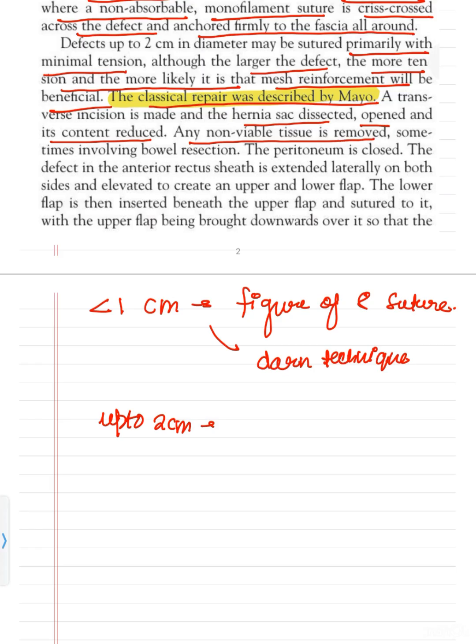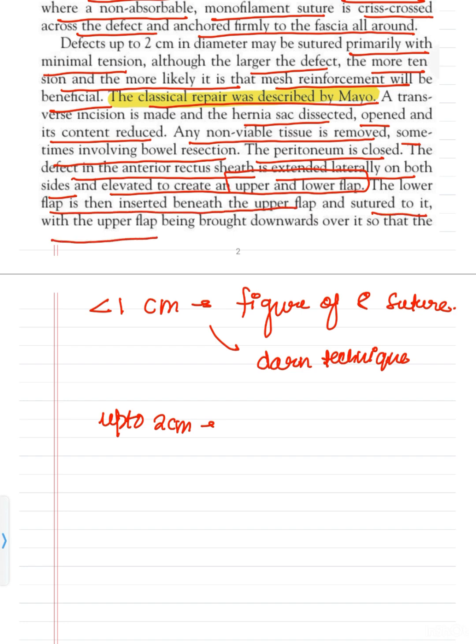Any non-viable tissue is removed, sometimes involving bowel resection. The peritoneum is closed. The defect in the anterior rectus sheath is extended laterally on both sides and elevated to create an upper and lower flap. The lower flap is then inserted beneath the upper flap and sutured to it, with the upper flap being brought downward over it. So it's a double breasting technique.